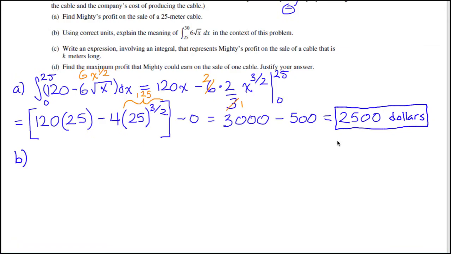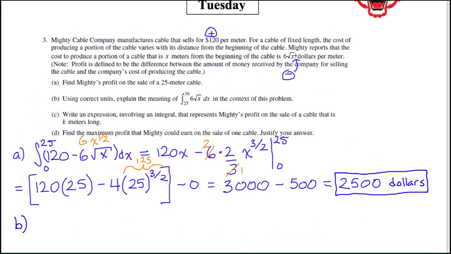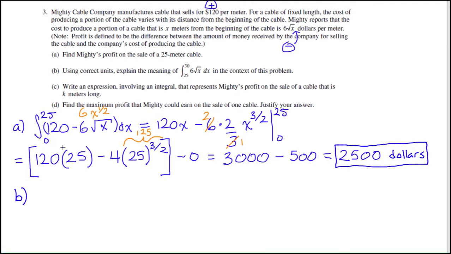Okay, let's go back here, coming back from our tangent. So we need to explain this thing. What does that mean in the context of the problem? So 6 square root of x, that's talking about their cost. How are we going to say this? I'm going to use the word cost. Total cost. No, the total cost in dollars. Total cost from 25 to 30.